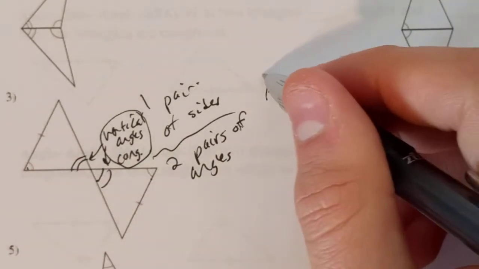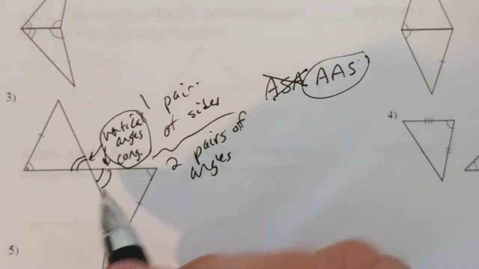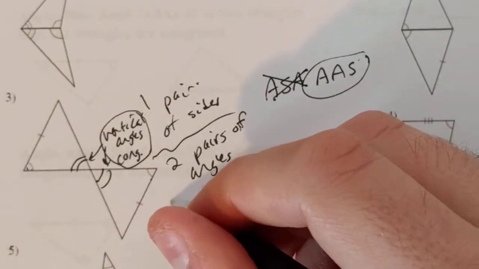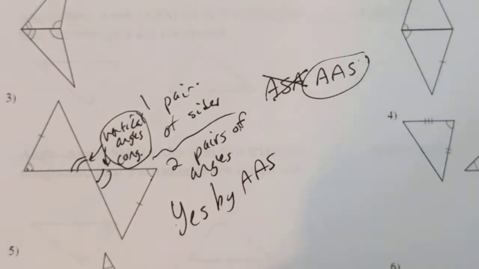So therefore, we cannot use angle side angle because the side's not included. We can use angle angle side, and since the two angle pairs are the same and the side length is the same, this is going to be yes by angle angle side.